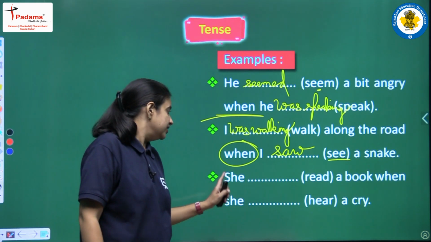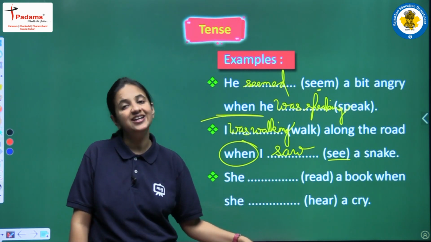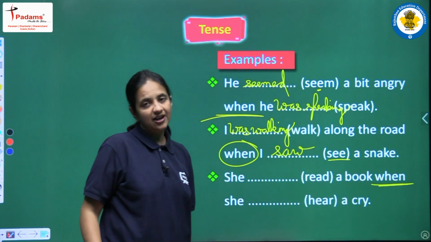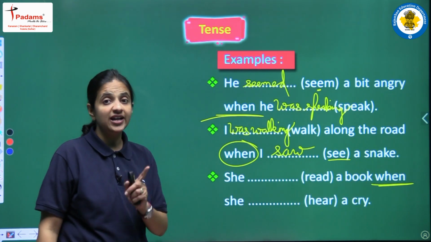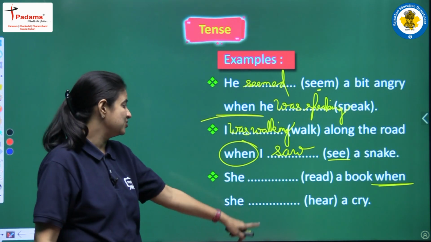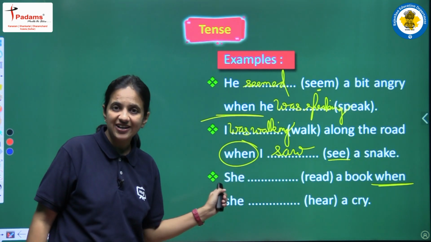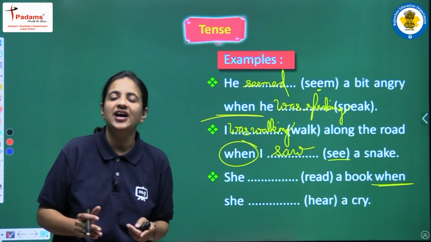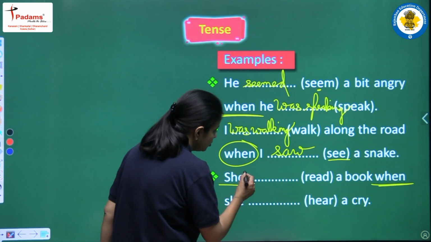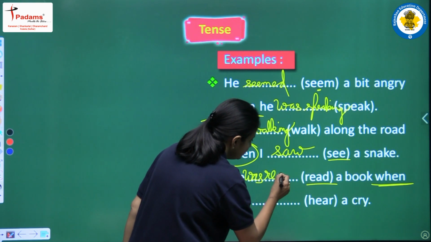Next example, she read a book when she hear a cry. Again we are having two clauses, we are having when as a conjunction, and we are having two different activities, but one activity was in progress and in between the second activity took place. So let's read the first clause. She read a book. So yes, this is the activity that was in progress. So we will write past continuous tense here. She is a singular subject, so we will write was. She was, read plus ing, it will be reading.